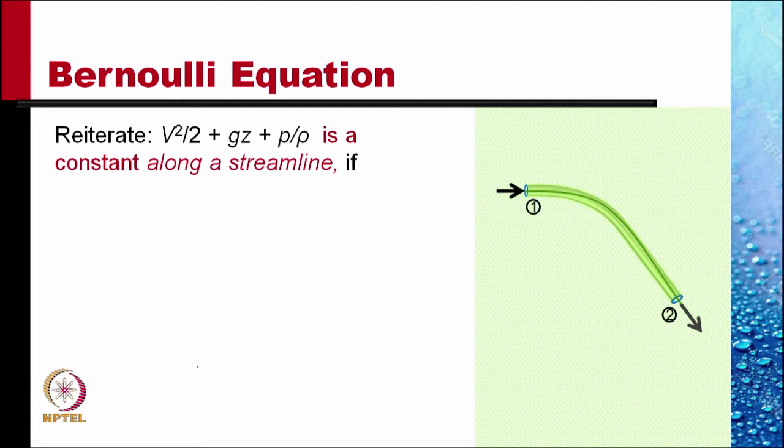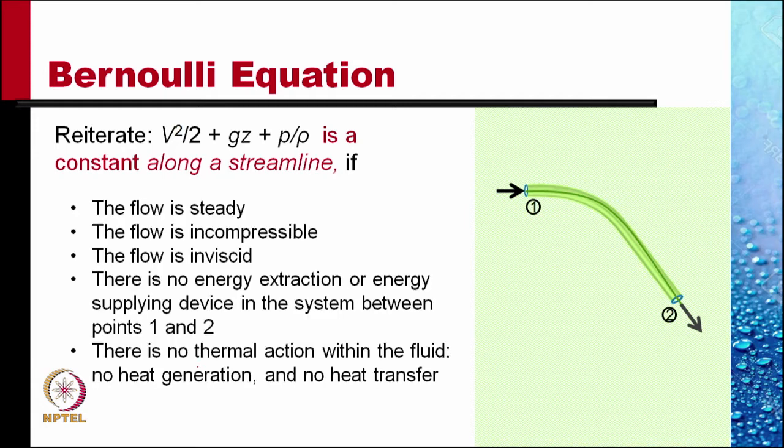We reiterate that the Bernoulli equation is v square by 2 plus gz plus p by rho is constant along a streamline if, and these are a long list of conditions, the flow is steady, the flow is incompressible, the flow is inviscid, there is no energy extraction or energy supplying device in the system between points 1 and 2, and there is no thermal action within the fluid, no heat generation and no heat transfer.